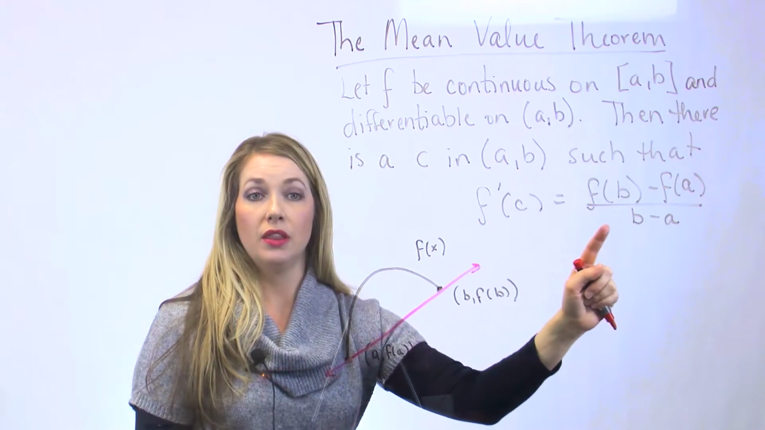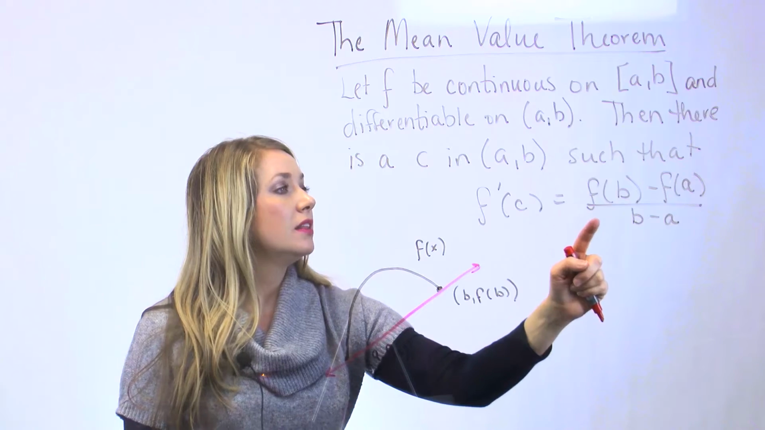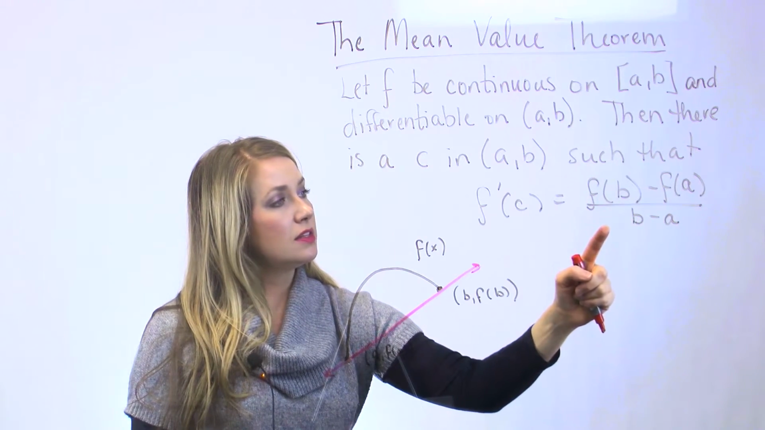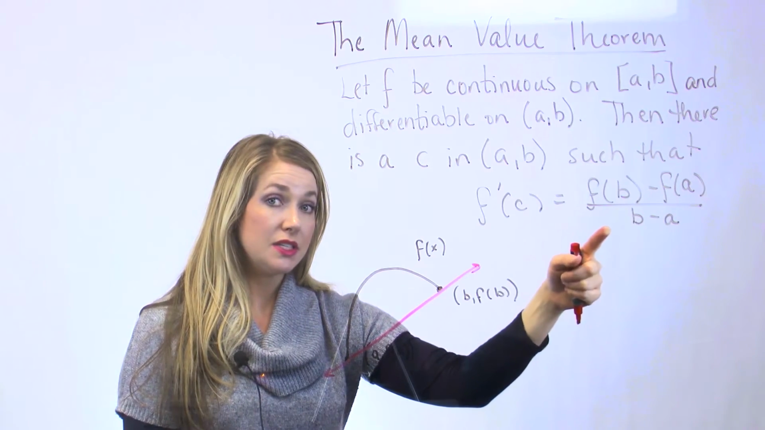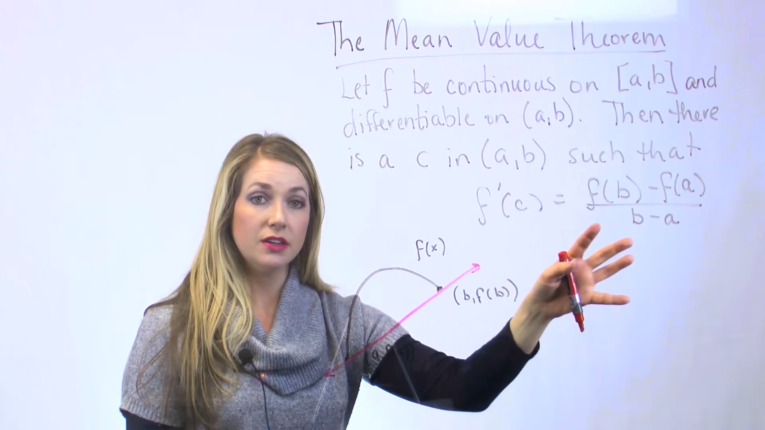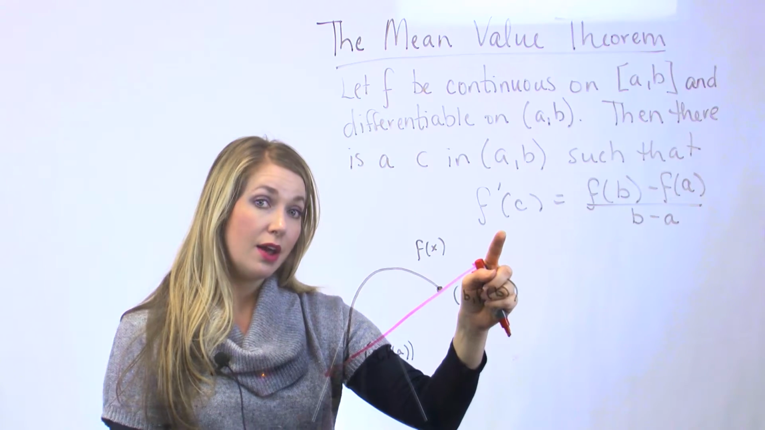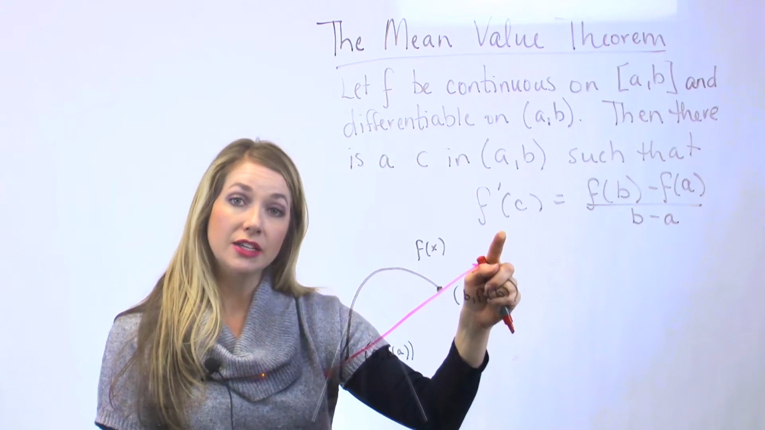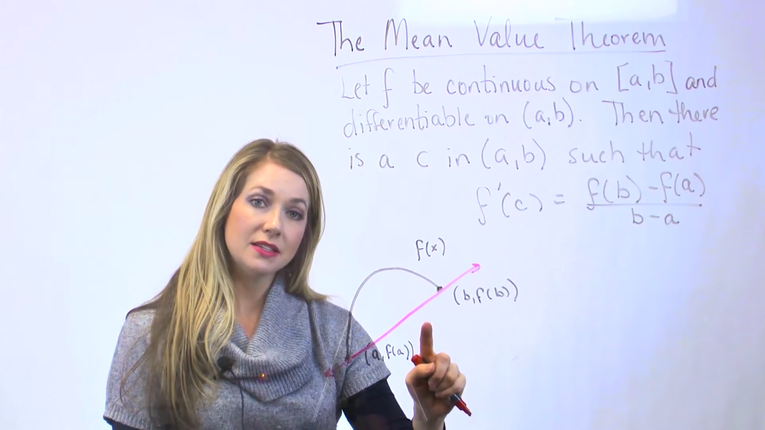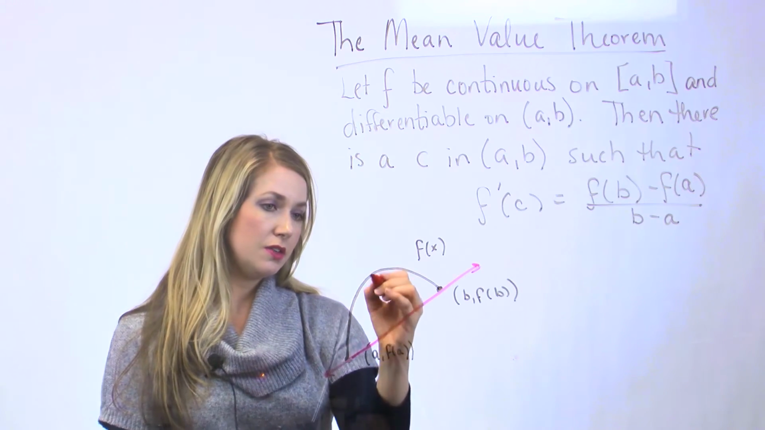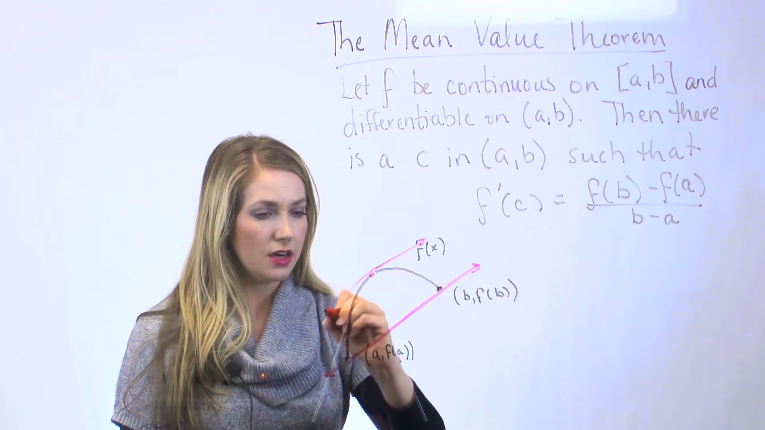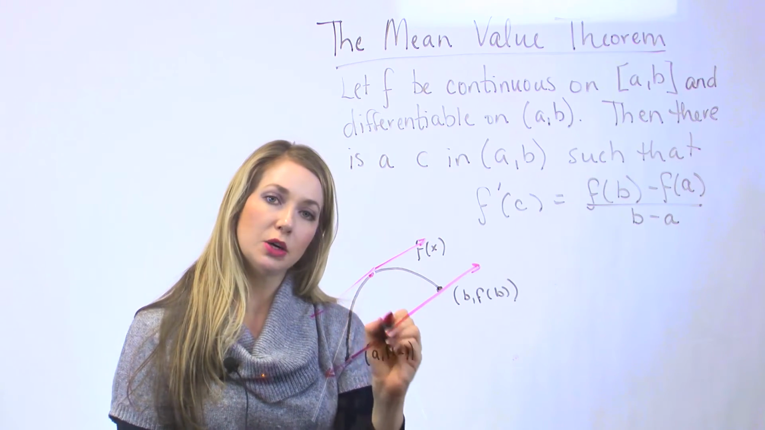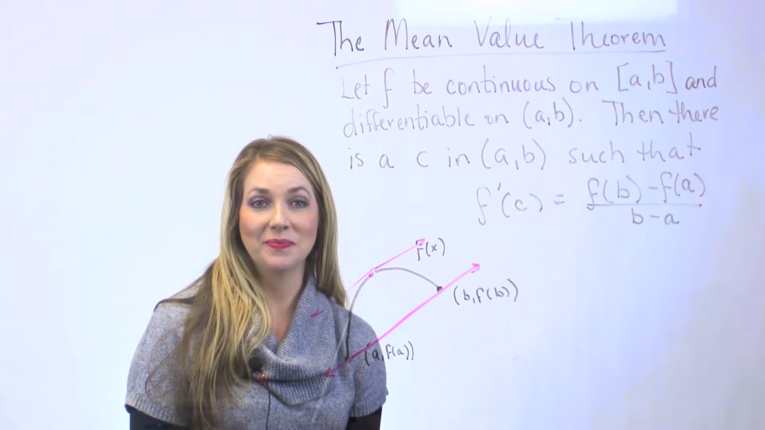So this is a very important theorem because it's telling us that this is the slope of a secant line to the curve. And if the function is continuous and differentiable within that region, there must be a point where the slope of the tangent line to the curve is the same thing as the slope of the secant line to the curve. So for instance, right about here, you'll notice if I draw a tangent line to the curve, I get two lines that are parallel, so they have the same slope.